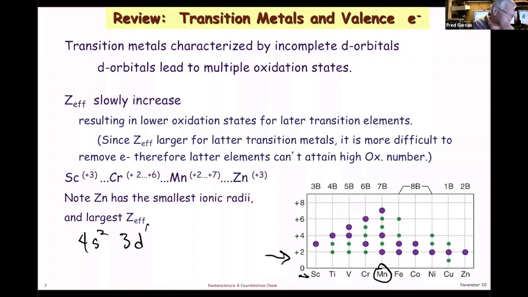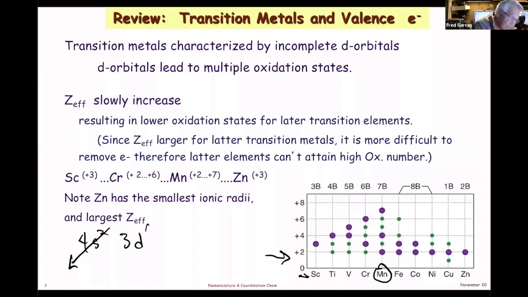Anyway, the reason why all of these will have +2 in terms of its common oxidation state is because these will be removed first when you ionize these elements. Why is it removed first? Because it's in the fourth shell. The fourth shell extends further out than the third shell. And so they're going to be ionized first.